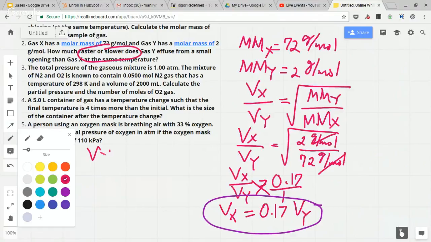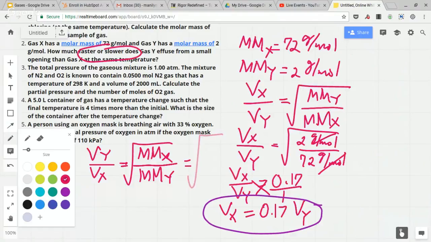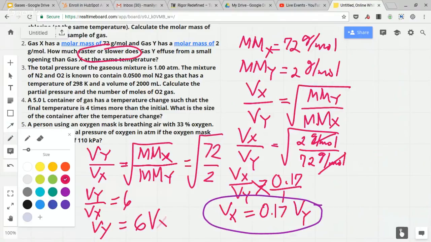If you reverse the expression, if you want to get the Y's rate, it's going to be Vy over Vx, which is equal to the square root of molar mass of X over molar mass of Y. Then, substituting, it's going to be square root of 72 over 2, canceling out grams per mole. So you would get Vy over Vx to be equal to 6. So in that case, it's the reverse. Vy travels 6 times faster than Vx.